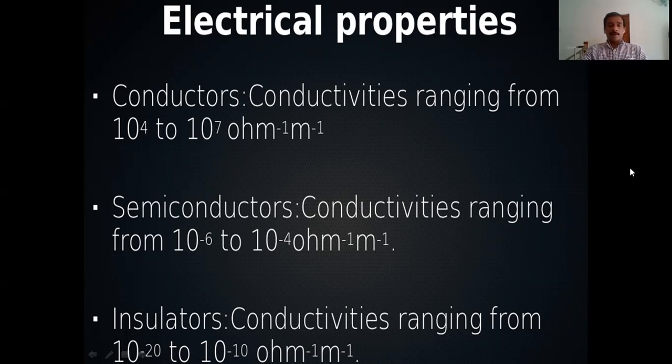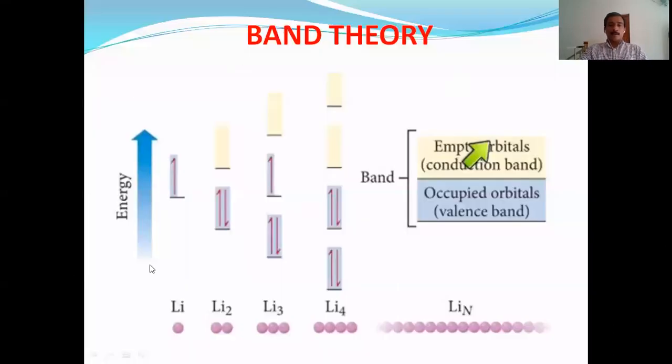In order to explain these properties of solids, there are different theories. One of the important theories is band theory. Band theory is based on molecular orbital theory. Here you can see the molecular orbitals of lithium.